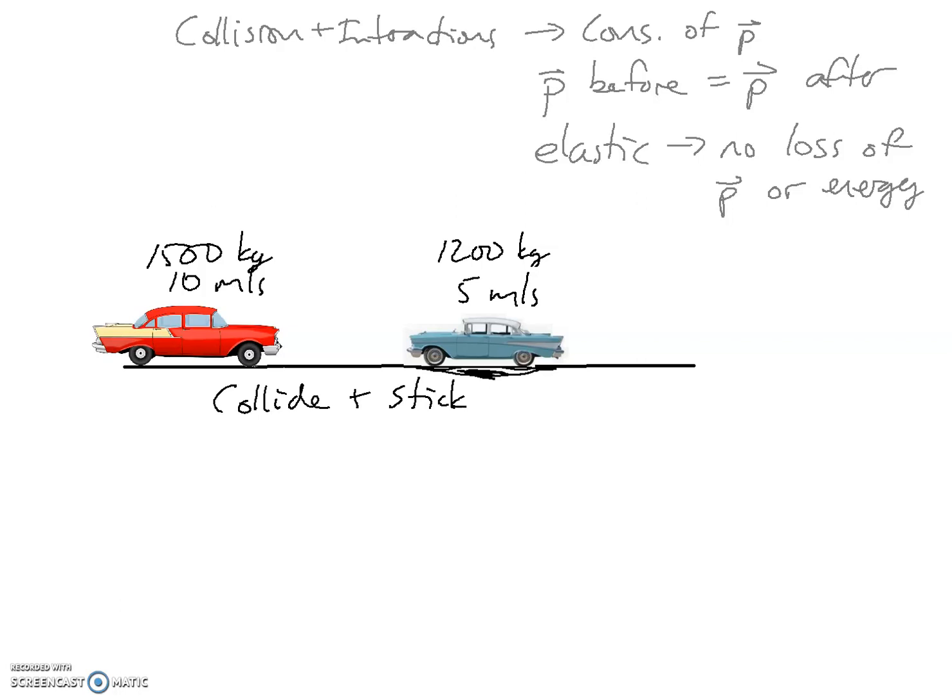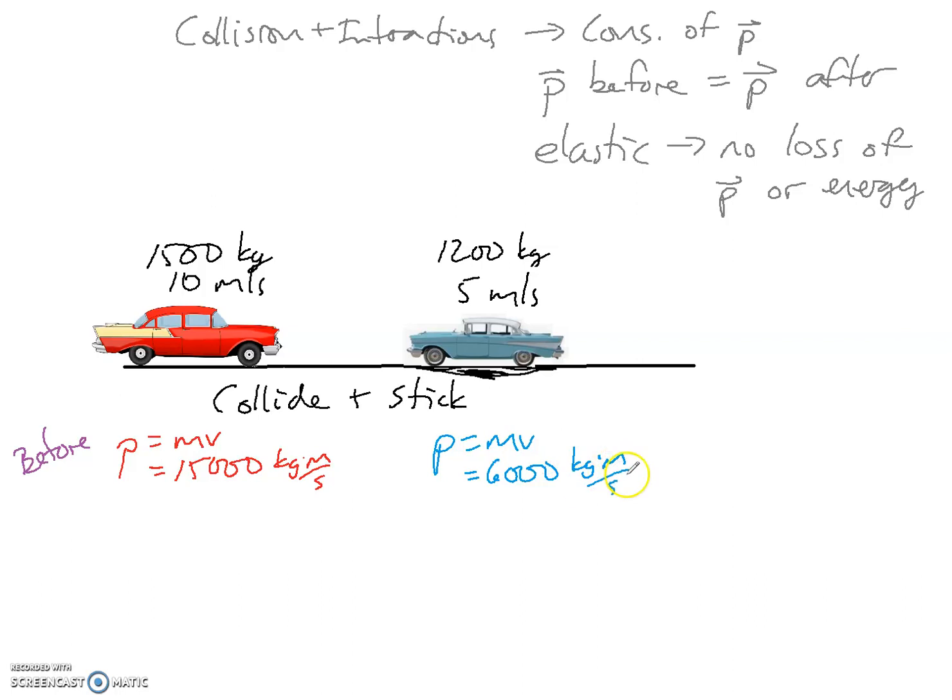Before equals after. So let's just find the before. If we look at the before stuff, I can find the momentum of the red car, which is just mv. I got the mass, I got the v, that hasn't changed, so that's going to be 15,000 for its momentum. I'm going to do the same type thing for the blue car. P equals mv. That times that, we got 6,000 kilogram meters per second.